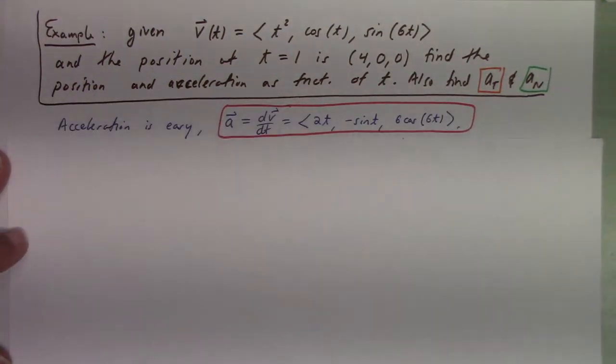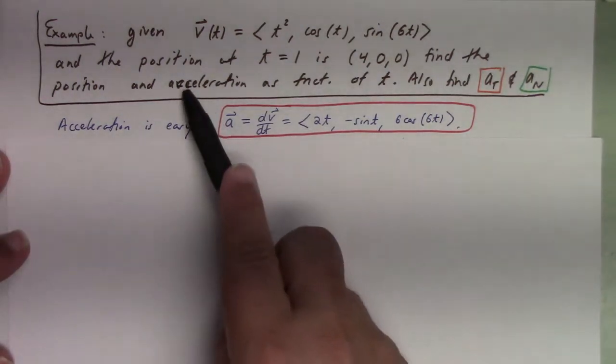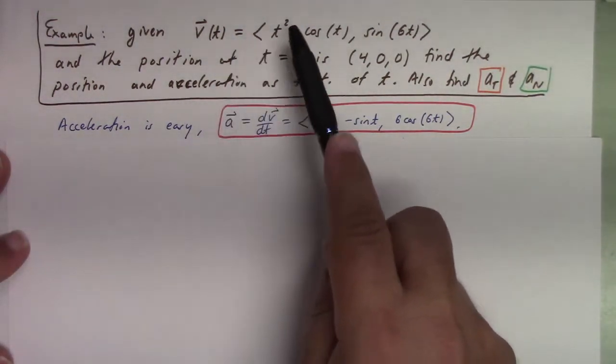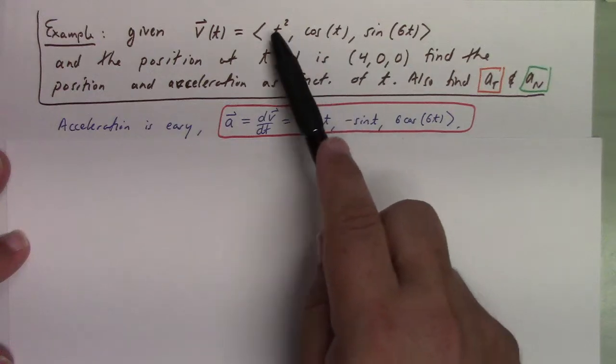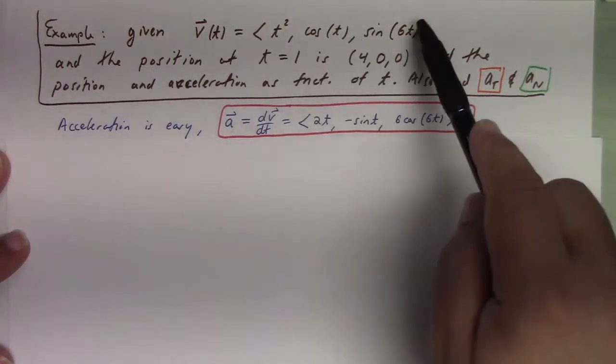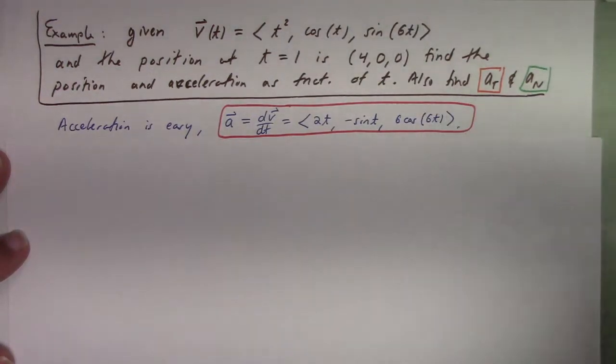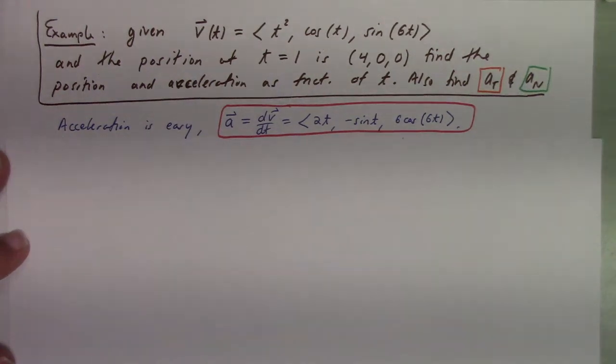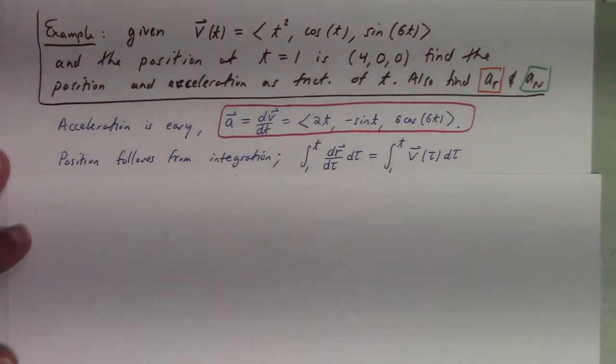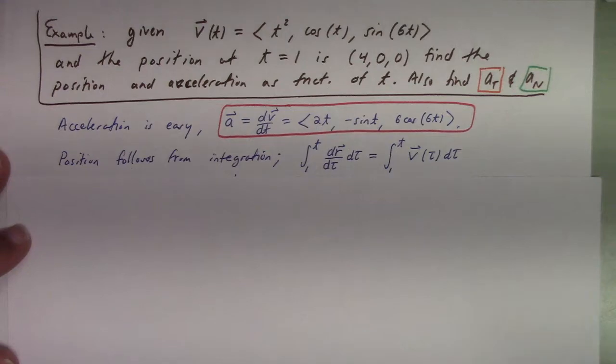So first order of business, acceleration. That is a piece of cake. All you've got to do is just differentiate this. So 2t, minus sine t, chain rule, 6 cosine 6t, right? Bam, we're done. Great. Now, position, on the other hand, we can get from integration.